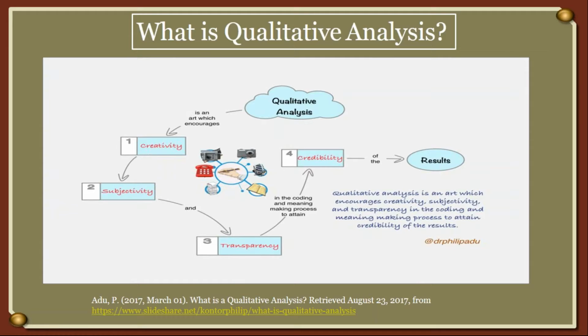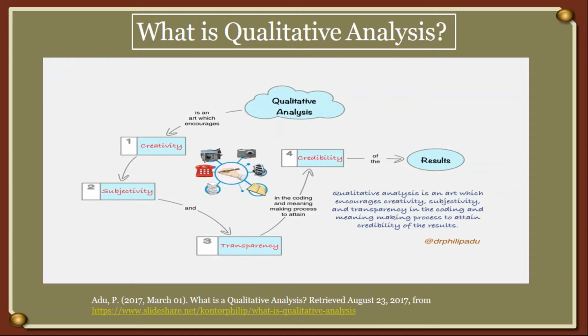When you have the data, you are continuously interacting with the raw data, right? And it's done privately, you and the data. People might not be aware of what you are doing in private concerning how you are analyzing your data. So without being transparent, nobody will believe your findings.